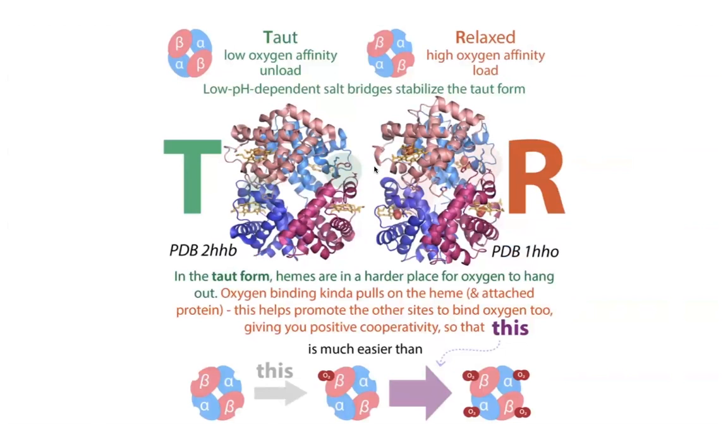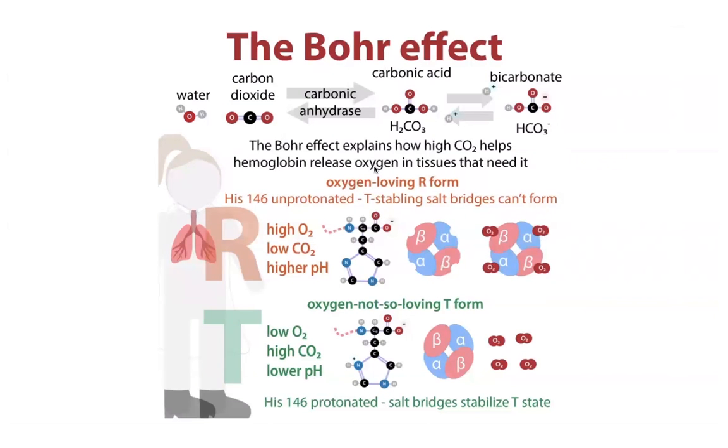This is helped along by the Bohr effect. The Bohr effect is a pH-dependent effect where stabilizing salt bridges form and stabilize the top phase, which is that oxygen offloading phase, that low affinity phase. Those are dependent on a histidine being protonated, and that's dependent on how many protons are around. How many protons are around depends on the pH, and the pH depends on how much carbon dioxide there is. The more carbon dioxide there is, the lower the pH, the more you stabilize that offloading state.